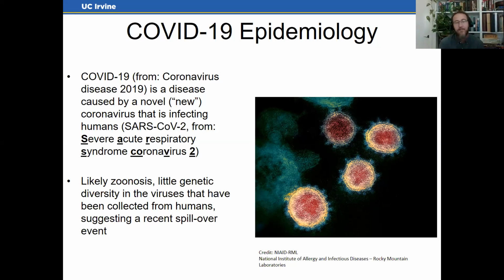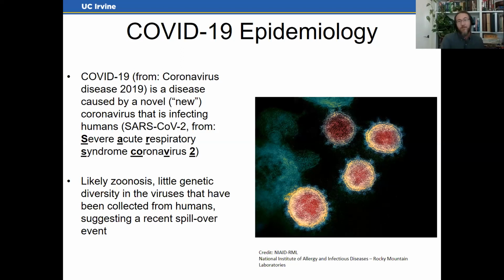And the genetic evidence that we have for this so far is that there's not a lot of genetic diversity in humans. That suggests that there's been a recent spillover and that the virus hasn't had enough time to accumulate the random mutations that they'll accumulate over time. So far it looks like a recent zoonotic event. It jumped from a non-human animal or a non-human animal population into humans.